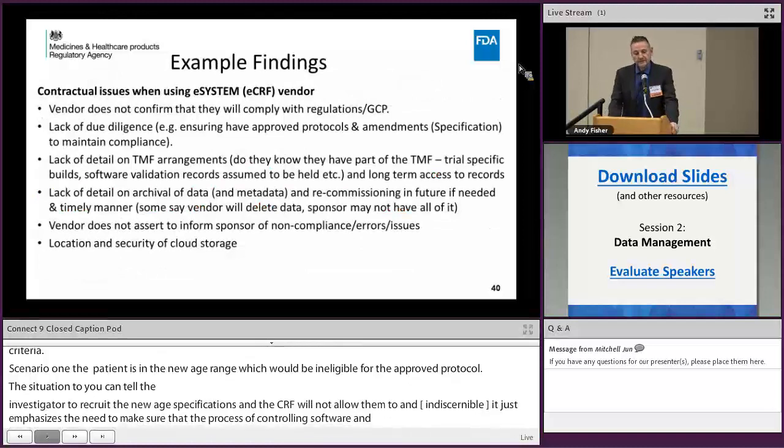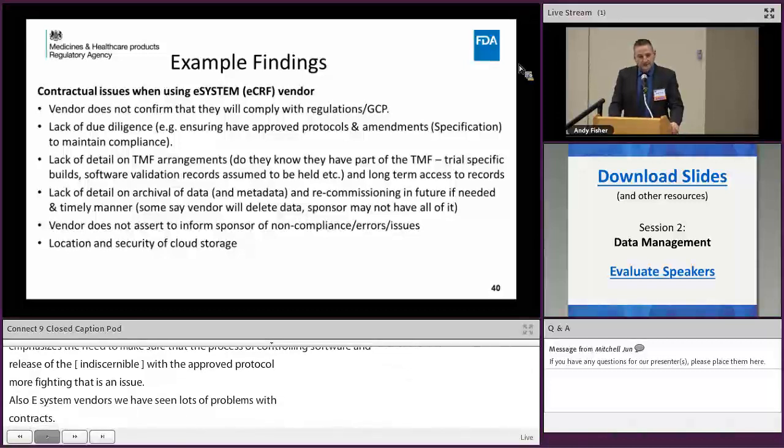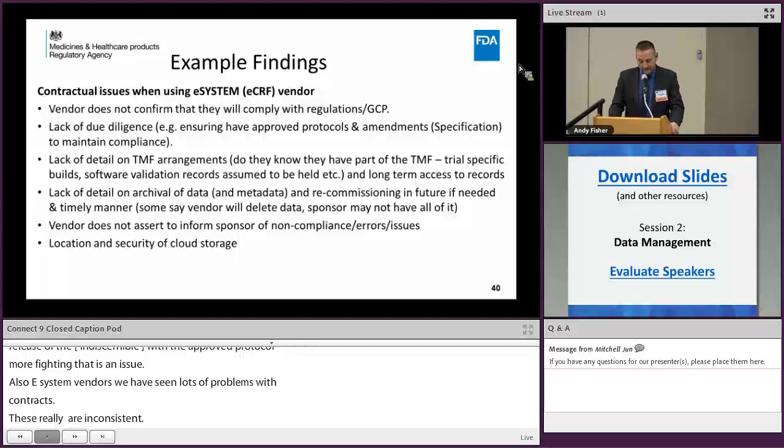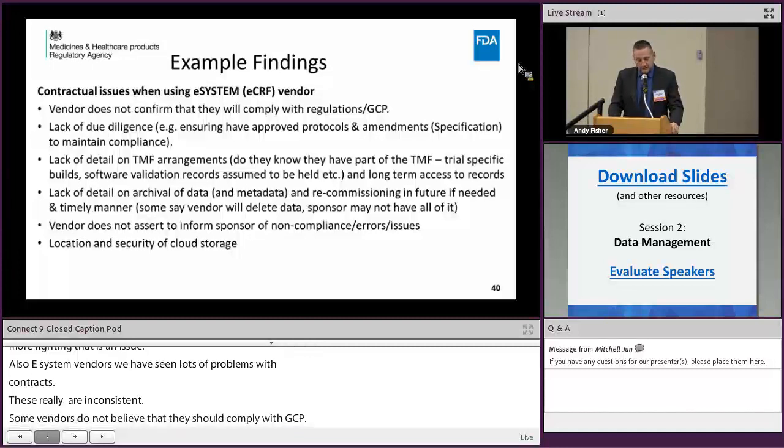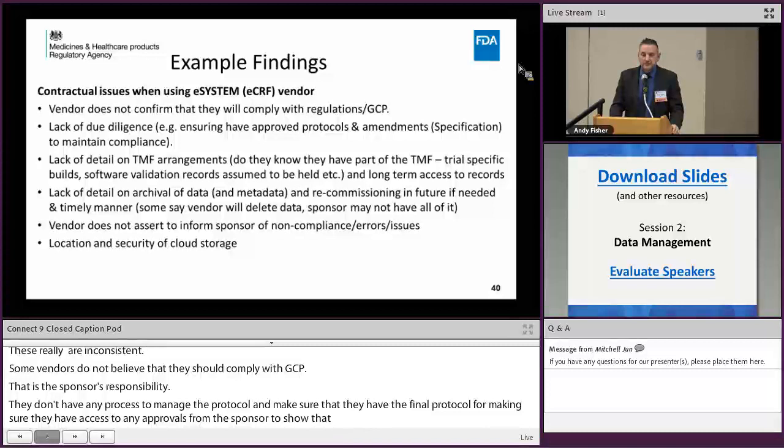Also, at eSystem vendors, we see lots of problems with contracts with the sponsor. These really are being consistent, I think, across all of the ones that we've looked at. So some vendors don't believe they should comply with GCP. That's the sponsor's responsibility, even though they're hosting all the data for the trial. They don't have any processes to manage the protocol, making sure they have the final protocol or making sure they have access to any approvals from the sponsor. They don't have enough detail on what data is going to be retained and by who, and making sure that the sponsor gets all the necessary data that's required and not just flat PDFs.